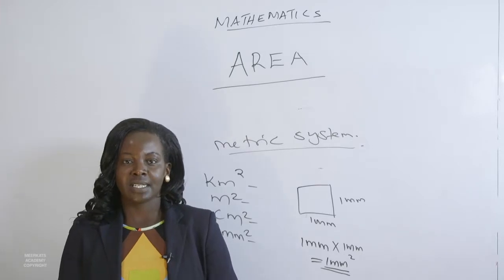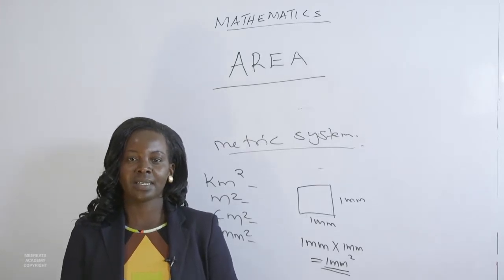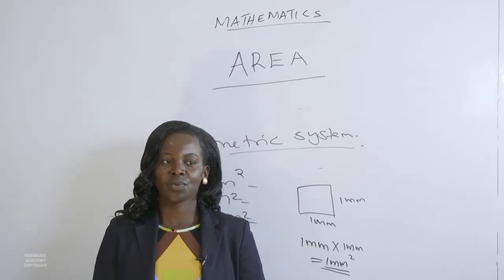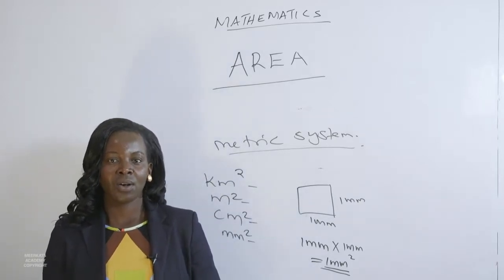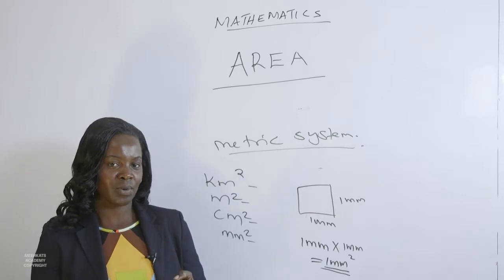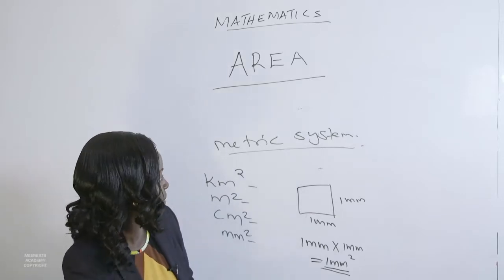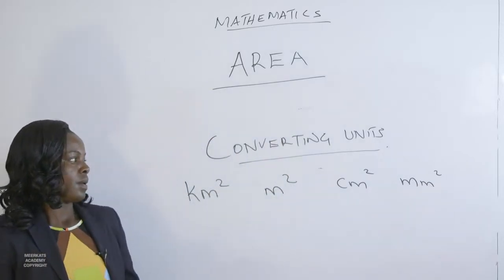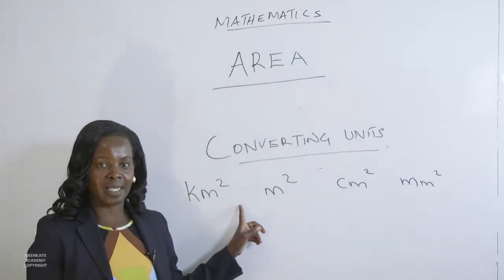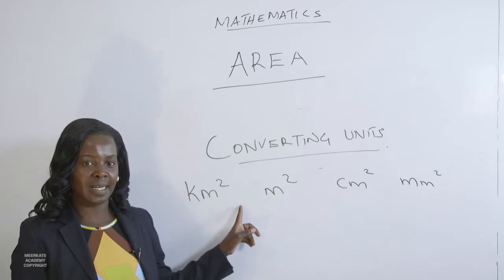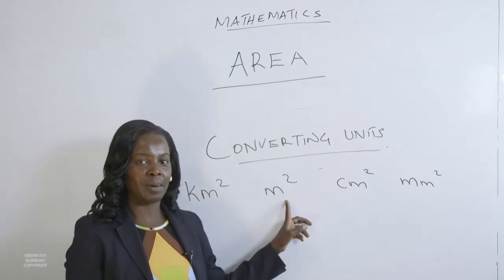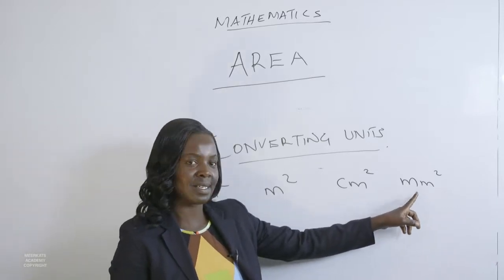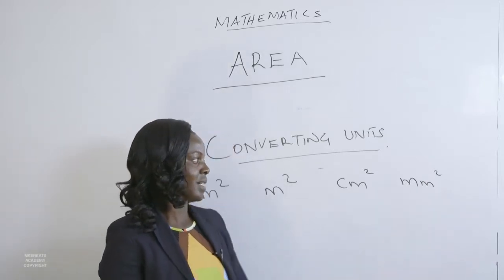How do we change from square millimeters to square centimeters, or even to square meters or square kilometers? Square kilometers is the larger unit here, followed by square meters, then square centimeters, and finally square millimeters.